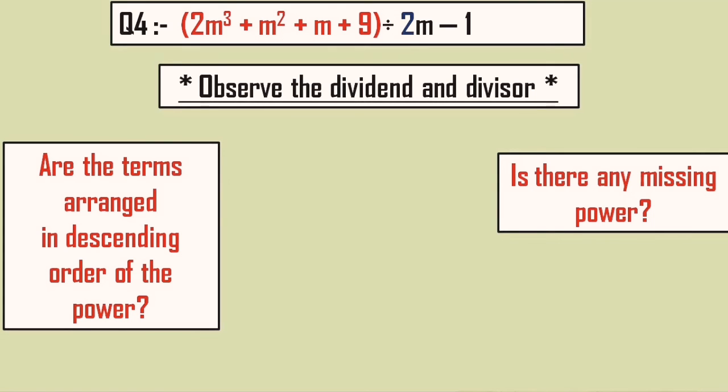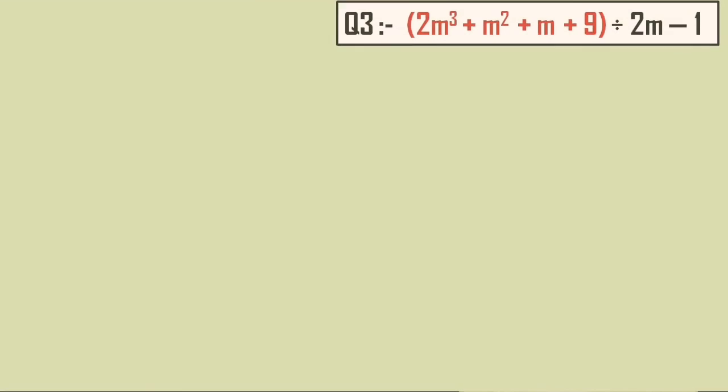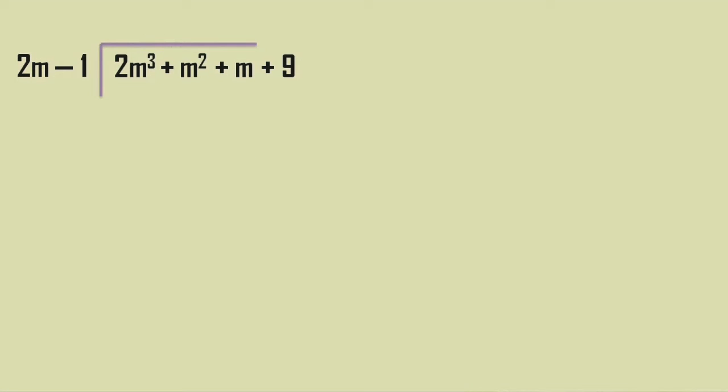Of course, if you see the first condition, we will find that all the terms in both divisor and the dividend are arranged in descending order as per the power, and for the second condition no terms are missing, right? So we are all set for the division. 2m minus 1 will be written outside and the dividend will be inside. Observe the first term of both divisor and the dividend the way we are looking on the screen.